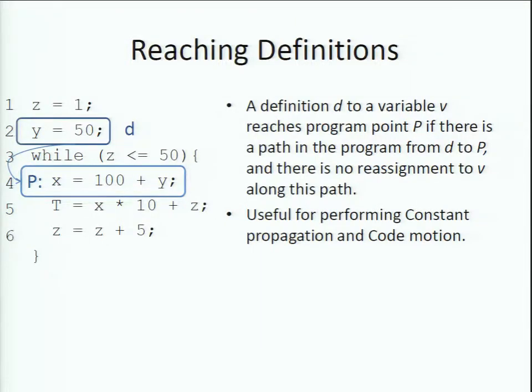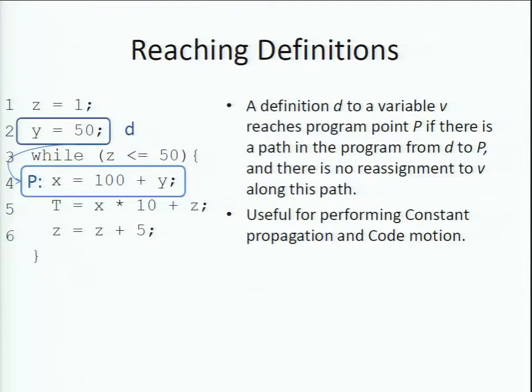A definition is simply an assignment. Any operation which is an assignment is a definition, and a definition D to a variable V, which means an assignment to V, reaches some program point P if there is a path in the program from D to P, and there is no reassignment of V along this path. This simply means that if there is a path from the definition D to some program point P, and V is not being reassigned along that path, then you can say that D reaches P.